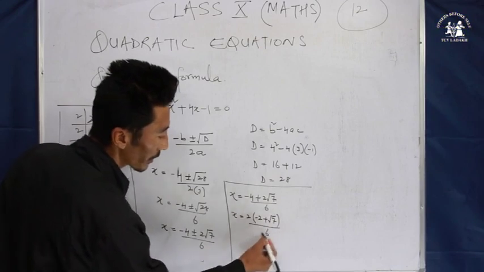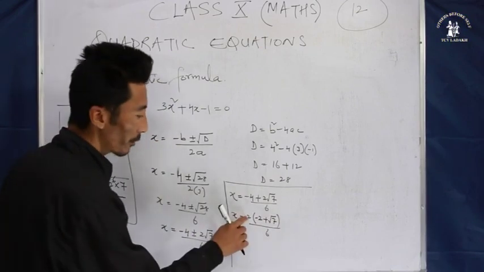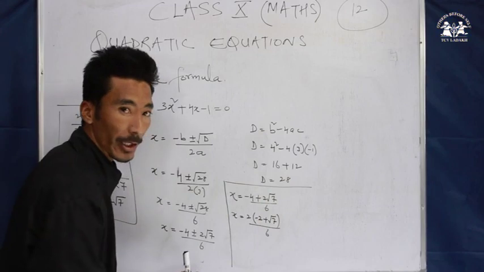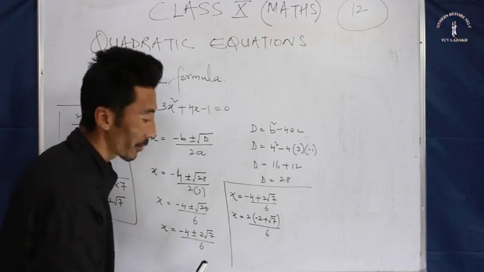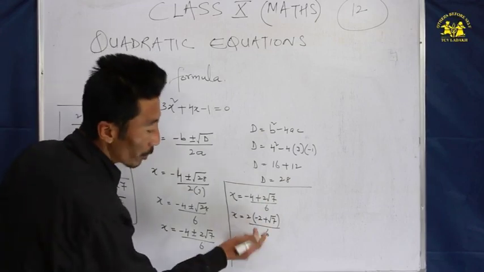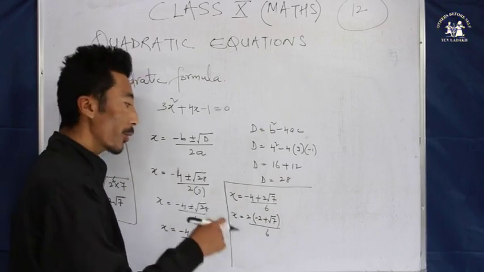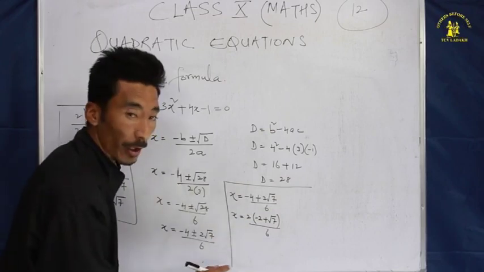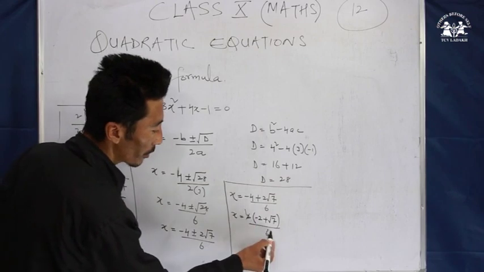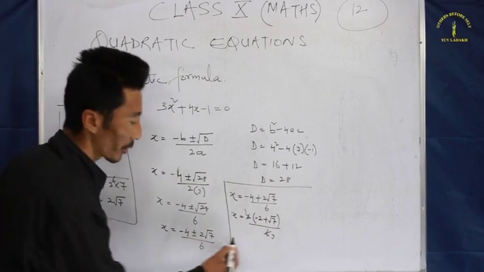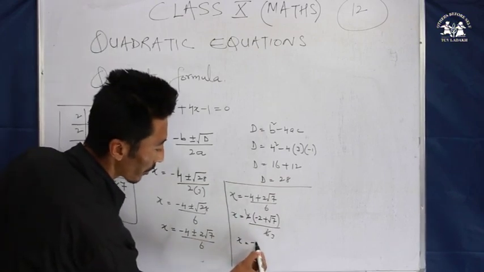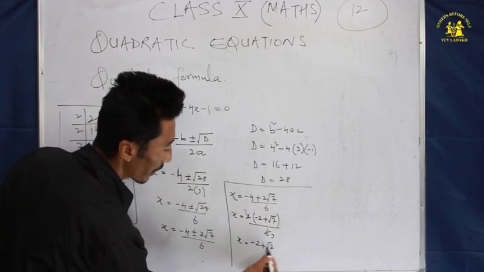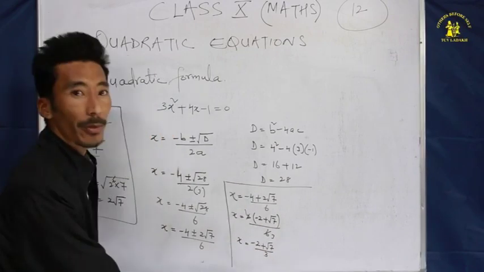The common factor is 2, now the answer. Cancel the common factor 2 from the 2 and the 6: 2 times 1 is 2, 2 times 3 is 6. So x is equals to -2 plus root 7 divided by 3. That is the simple form.